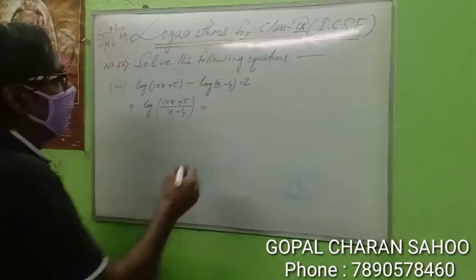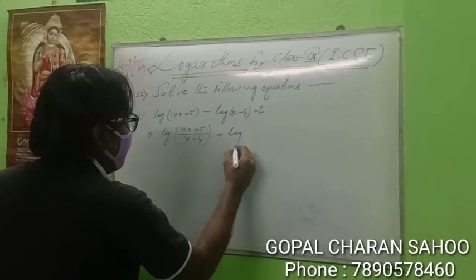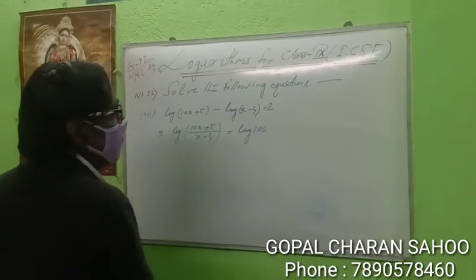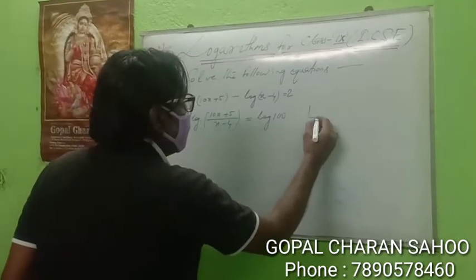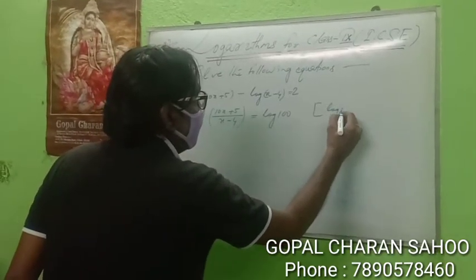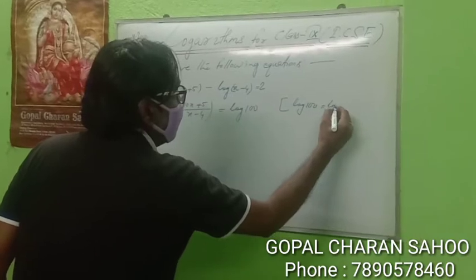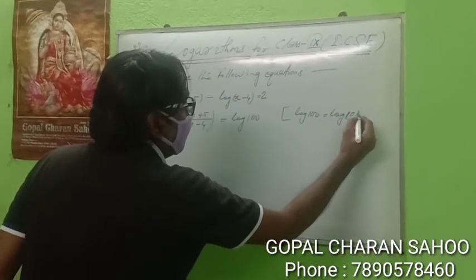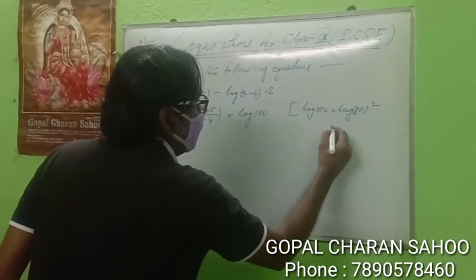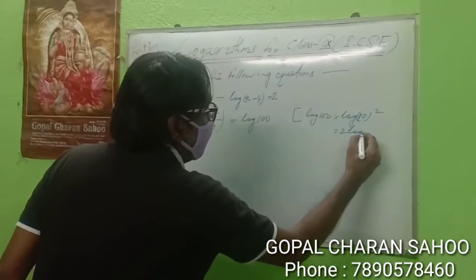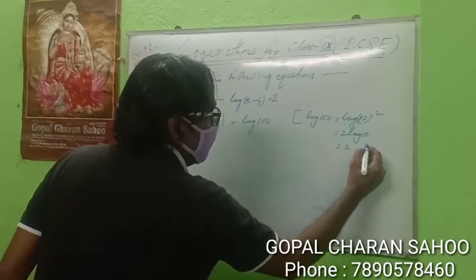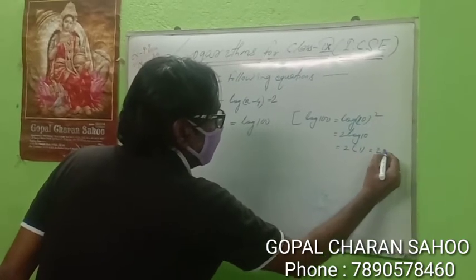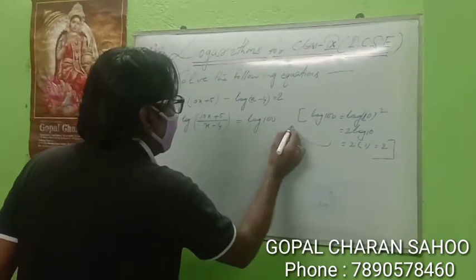2 means log 100. 2 means log 100. Okay. Log 100 means log 10 whole square. Right, since log 100 means log 10 whole square, which is equal to 2 log 10. 2 log 10, that is nothing but 2 into 1. 2 into 1, this is equal to 2. That I have written here.